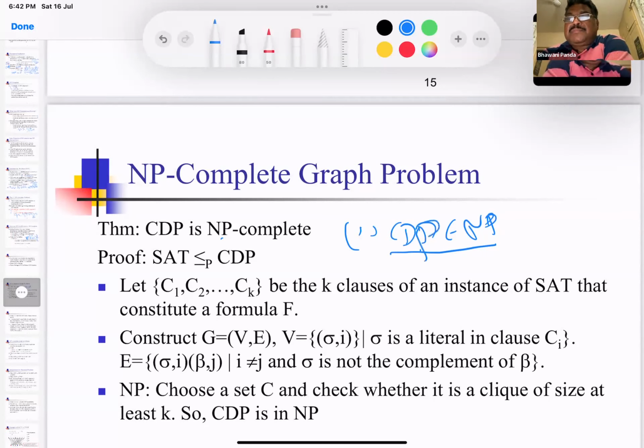Now we know that SAT is NP-complete, so we need a polynomial reduction from SAT to CDP. Notice that on the right-hand side we are talking about a graph problem, and on the left-hand side a different problem.